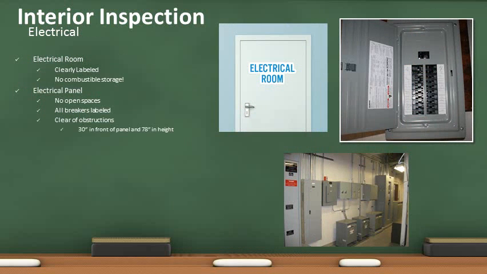Electrical rooms and panels must be free of combustibles. All breakers must be labeled, either by labeling each switch or completing the panel schedule. All open spaces are required to have approved blanks or covers.